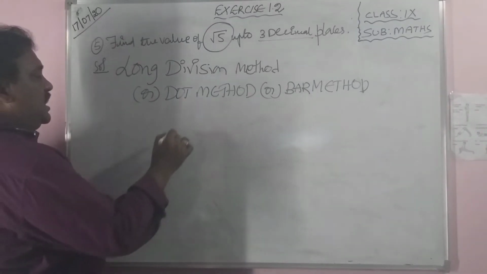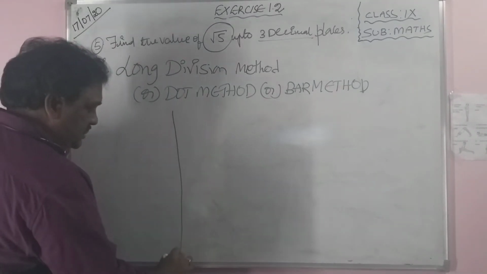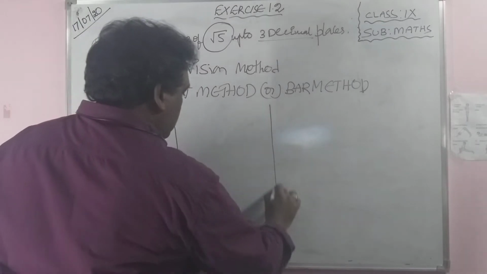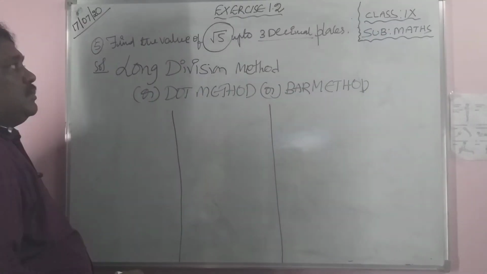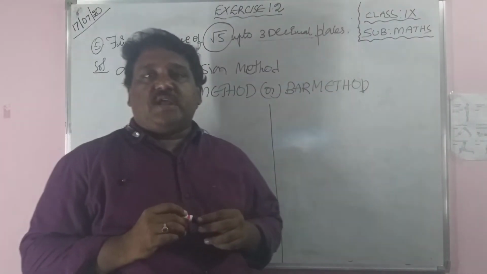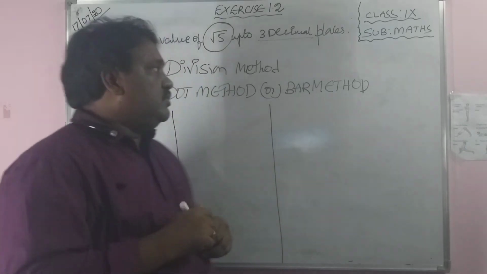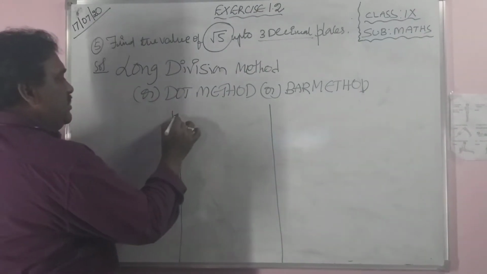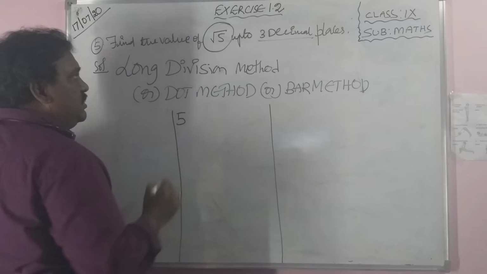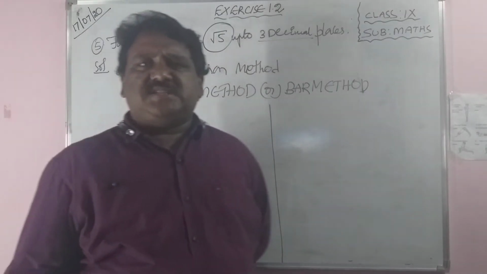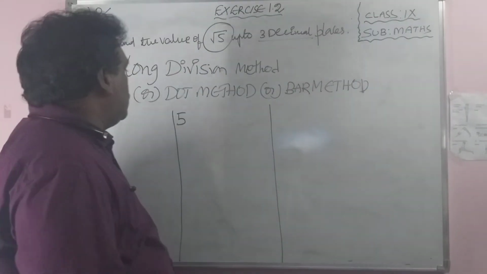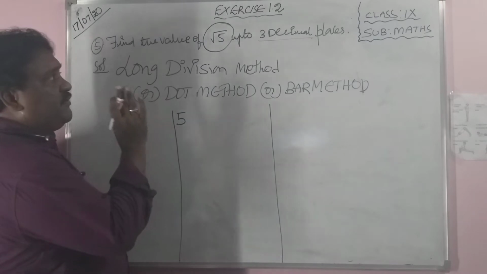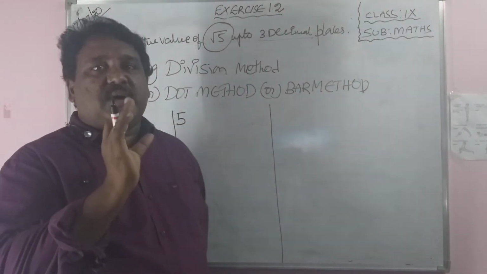So what is the long division method? See once, follow clearly. We need to find the square root value of 5. You know, root 5 is an irrational number. We need to find the square root value of 5 up to 3 decimal places.